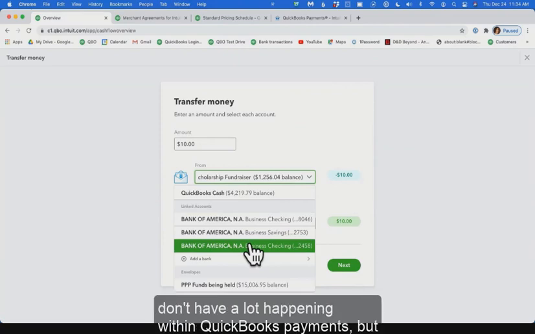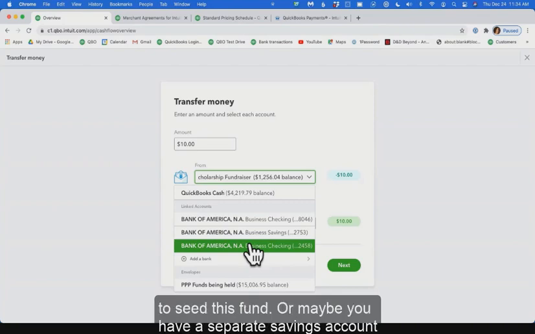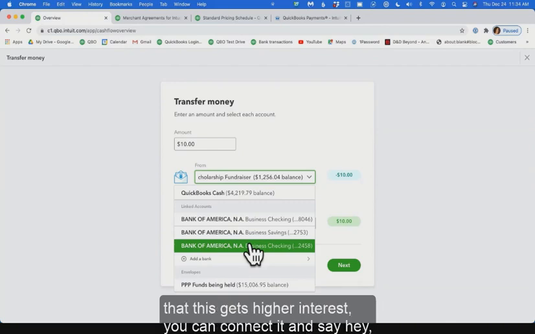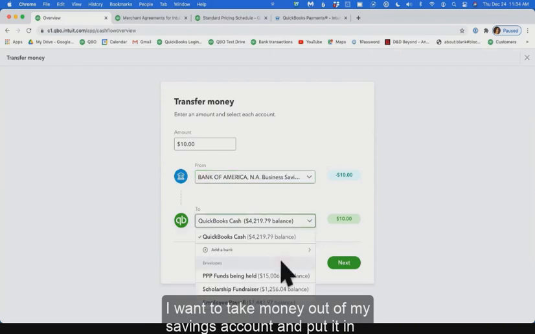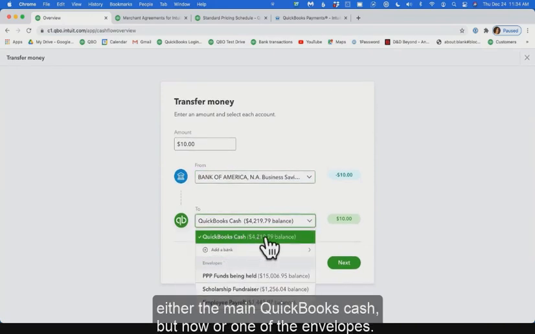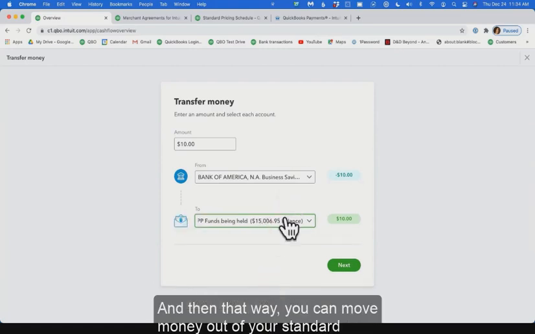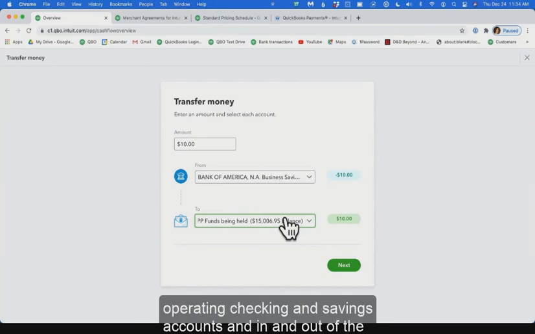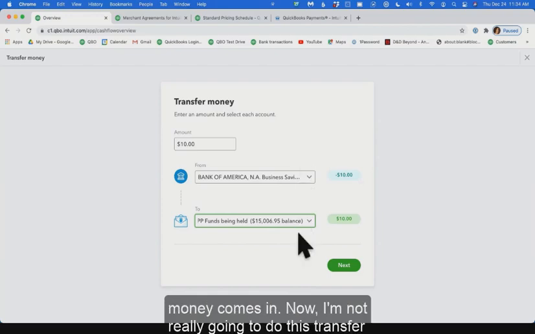If you don't have a lot happening within QuickBooks Payments, but you want to take money out of your operating checking account to seed this fund, or maybe you have a separate savings account, but this gets higher interest, you can connect it and say, hey, I want to take money out of my savings account and put it in either the main QuickBooks Cash account or one of the envelopes. And then that way you can move money out of your standard operating checking and savings accounts and in and out of the QuickBooks Cash. So you have complete flexibility for how the money comes in and out.